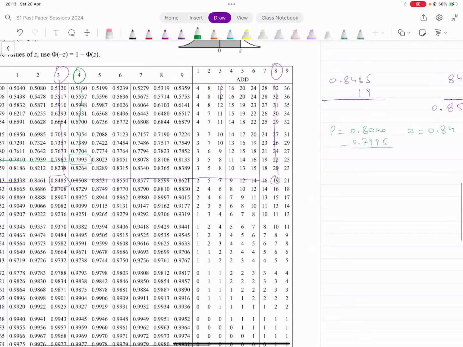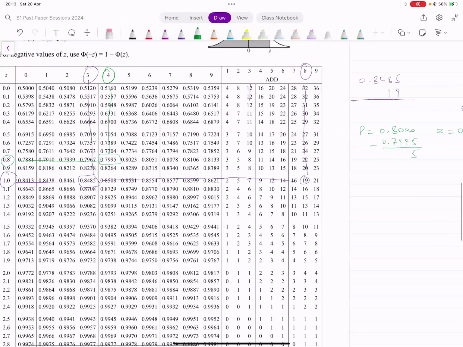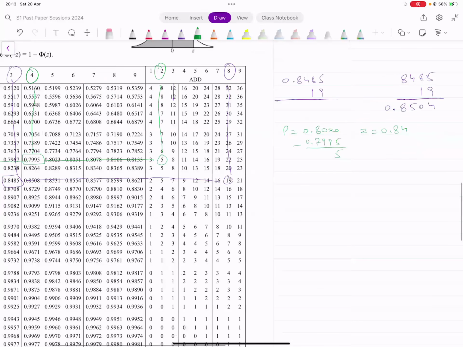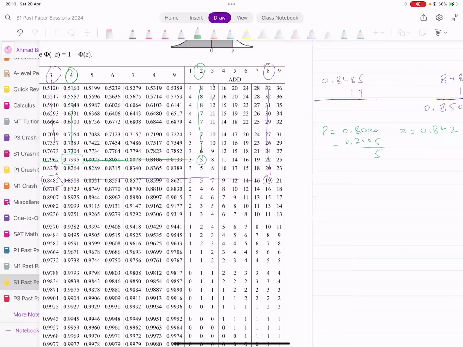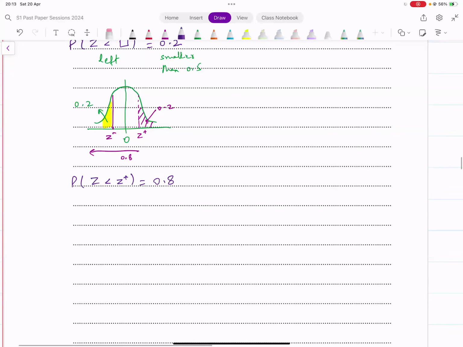How much do we still need to add to it? 5. Let's go to the right. This is where we find 5. So the third decimal place, therefore, is supposed to be 2. So the z value is 0.842. All right. Let's go back here. What we understand from that is the positive z value is 0.842.